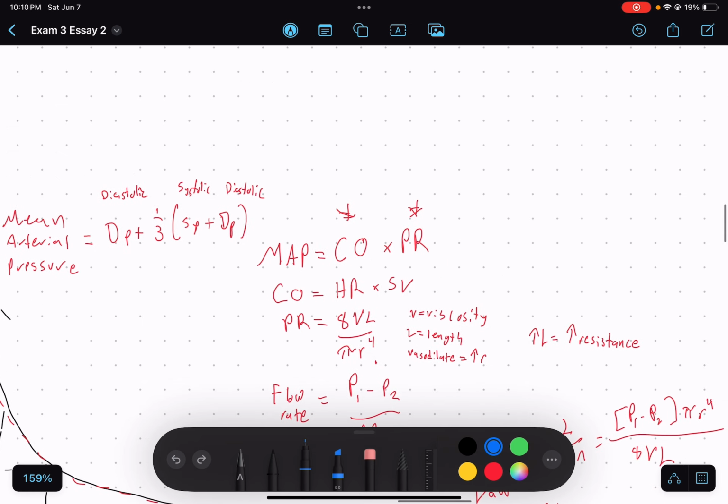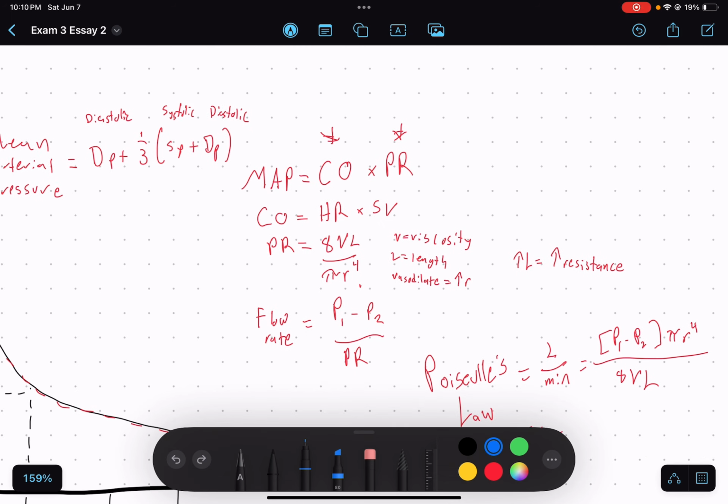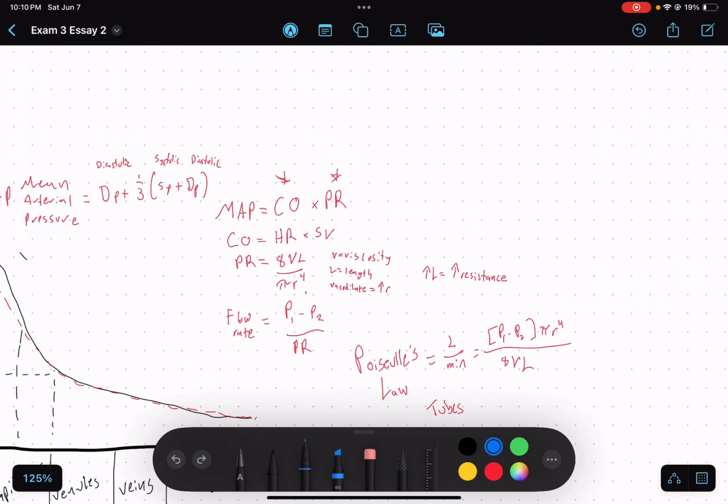Along with that, another equation that we want to memorize is that our mean arterial pressure equals our cardiac output times our peripheral resistance. And our peripheral resistance is going to equal 8 times the viscosity times the length over pi r to the 4th power. And our flow rate, just another equation to keep in mind, is our pressure 1 minus pressure 2 over peripheral resistance.